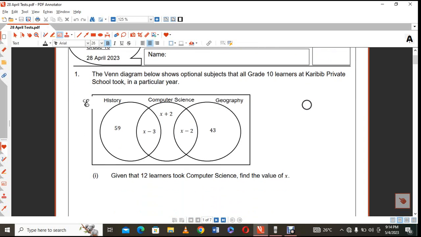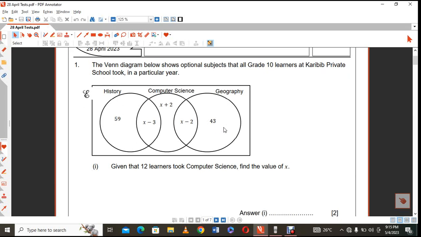All right, so the very first question that I have here, obviously, it gives you three subjects that are taken by children, grade 10 learners at Kariba Private School. This particular set here is the set of learners who are doing history and then computer science and geography, and you can see there's an overlap between computer science and history as well as computer science and geography. So there are some learners who are doing both these subjects, and only some learners, for example 59 learners here in this region, they only do history, and 43 learners in this region, they only do geography.